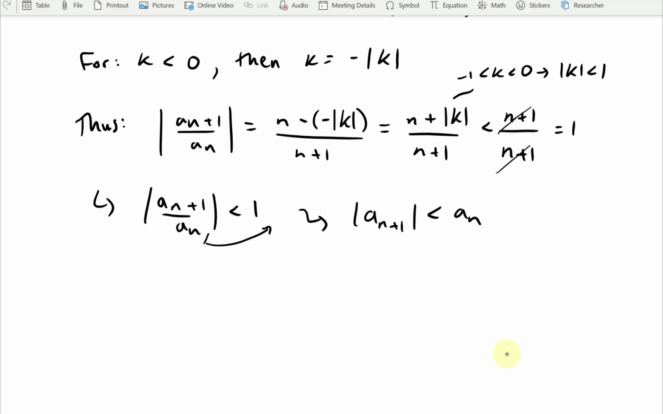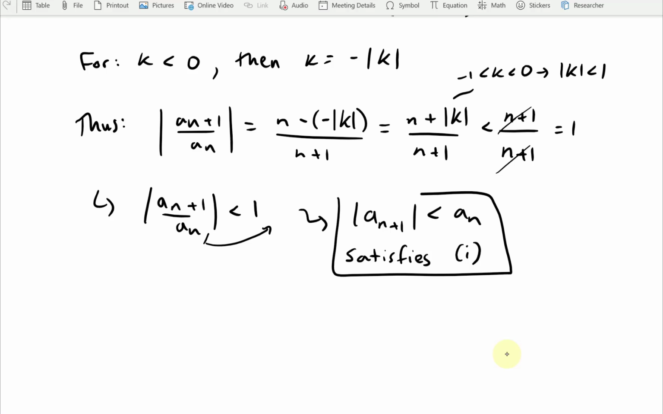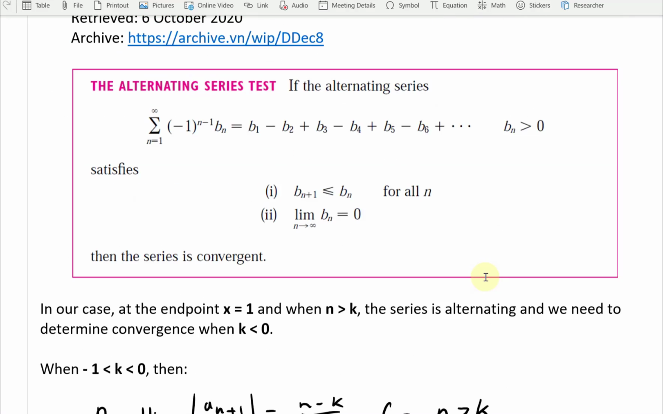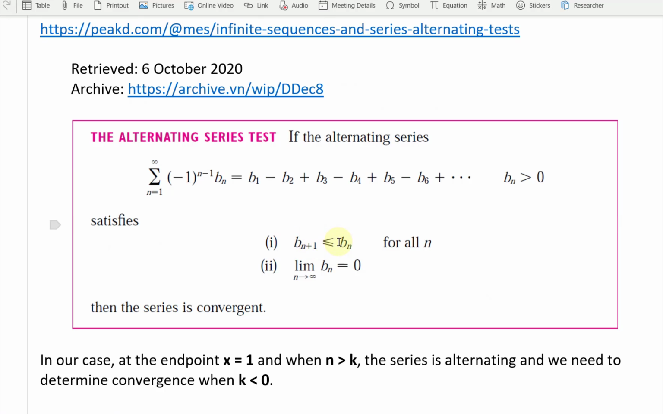So this right here satisfies, or actually, let me box the whole thing out. So it satisfies condition I. Put this like this, and box this whole thing. And remember, condition I is just over here: b_(n+1) is less than or equal to b_n.